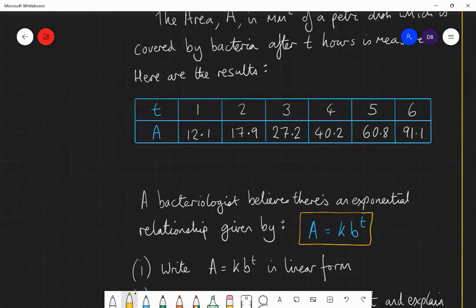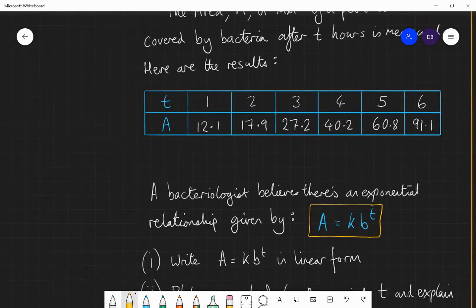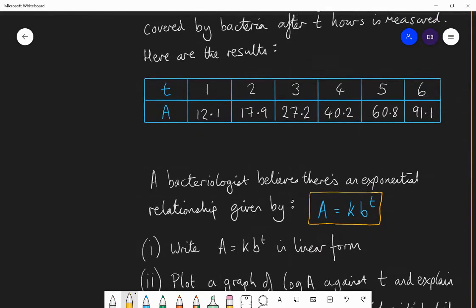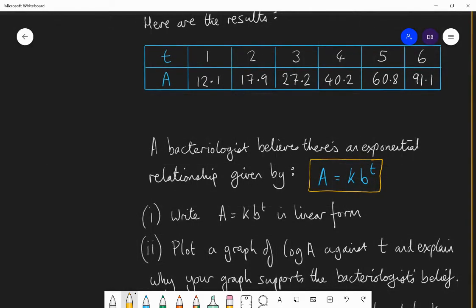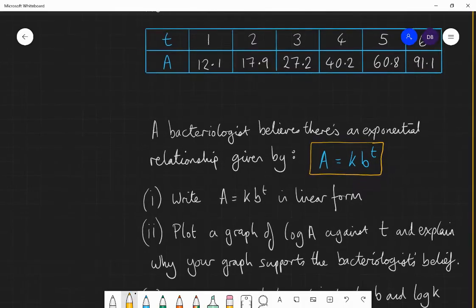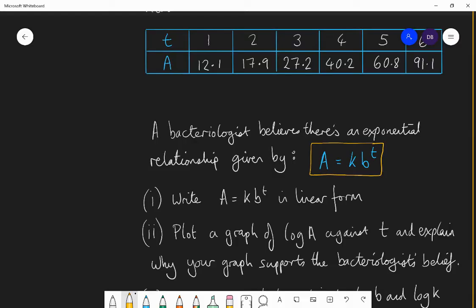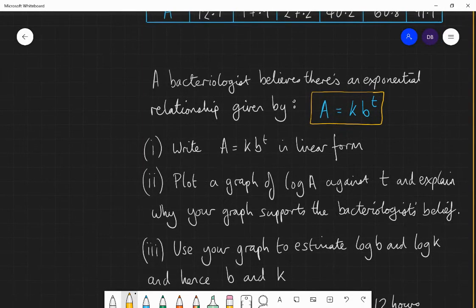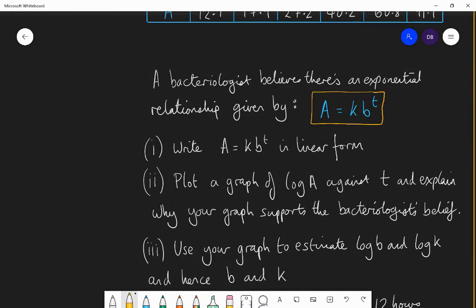So the questions we're going to answer are the following. Firstly, we're going to write A equals KB to the power of T in linear form, following the same process we did in the last lesson. We're then going to plot a graph with a logarithmic scale. So with log A as the y-axis against T as the x-axis. And we're going to use that to explain why the graph supports the bacteriologist's belief that there is some exponential relationship.